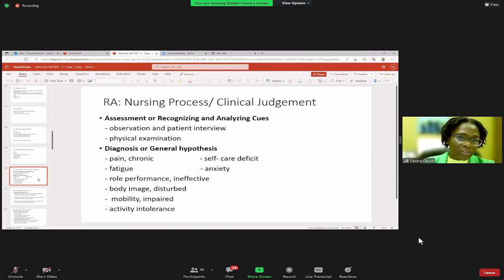And so here goes some diagnosis and general hypotheses. These patients are going to have issues with pain and fatigue and self-care, anxiety, all of these different things. And role performance is going to be ineffective, because remember the age that they're diagnosed is between 40 and 60. If they're primary caregivers to kids or they're the one that's working, we have to acknowledge that and talk to our patients. Disturbed body image, all of these things. So the exercise and the eating, the anxiety, you might want to recommend them to support groups.